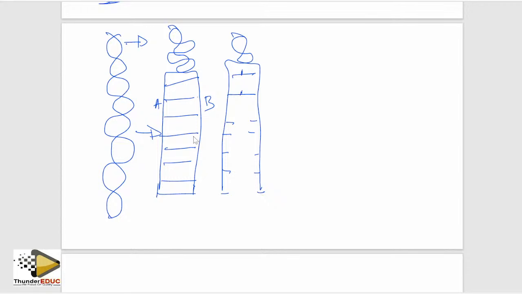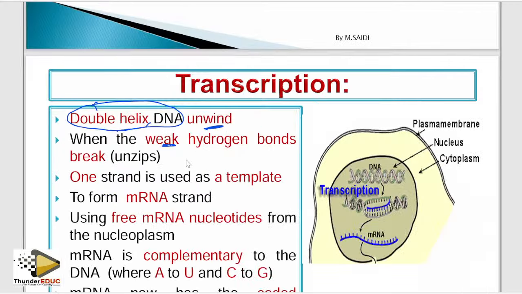So after that, what happens? We're saying that the weak hydrogen bonds break. Sometimes we can say unzip, it is the same thing. So here you get a mark, and also here you get a mark. In this case, one strand, this word one is very crucial when it comes to this. One strand will act as a template. When it acts as a template, what happens? Template, which means a mirror. Don't use mirror in the exam because you'll get it wrong.